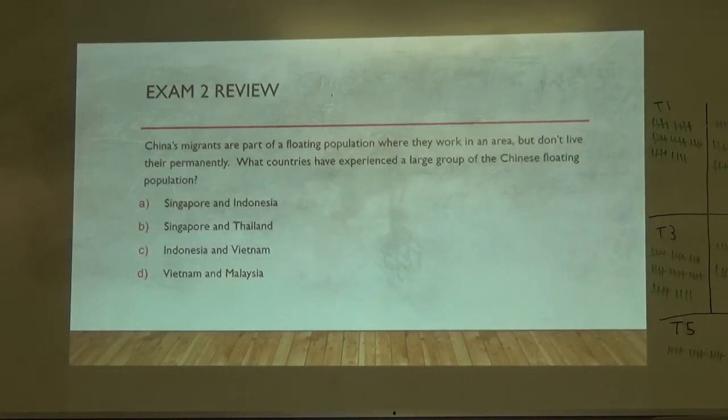China's migrants are part of a floating population where they work in an area but don't live there permanently. What countries have experienced a large group of the Chinese floating population? Is it A, Singapore and Indonesia, B, Singapore and Thailand, C, Indonesia and Vietnam, or D, Vietnam and Malaysia? Vietnam.